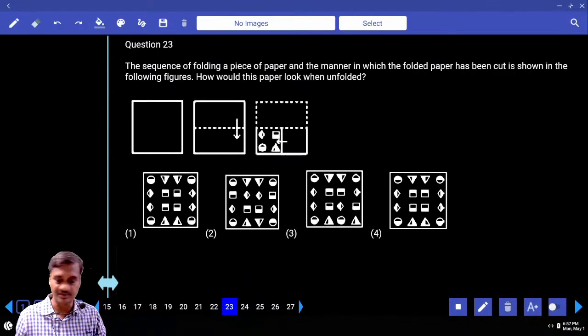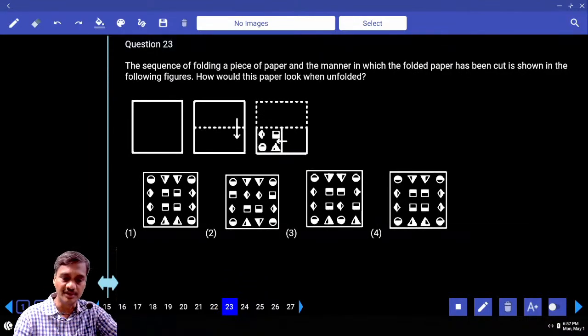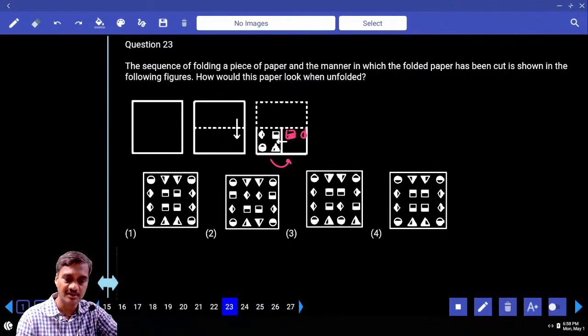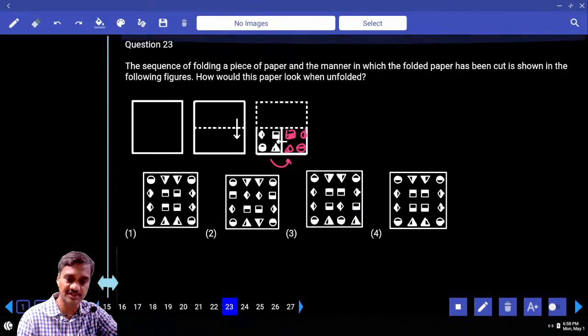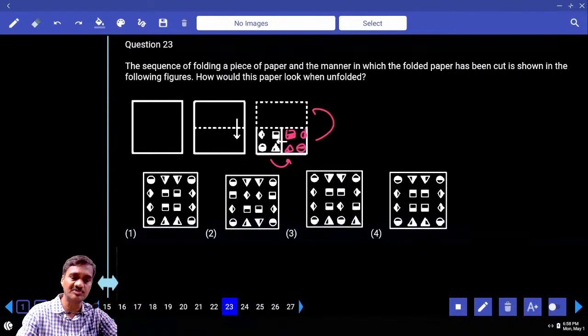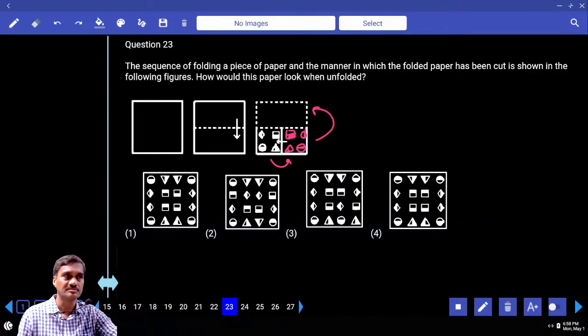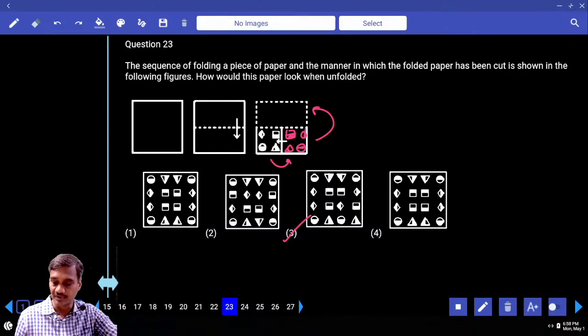The next one, 23rd. Now in this one, first from here to here it is a mirror image. Mirror image to this one. This is the figure, darkened, and this is the darkened area. Again, this one will be to the right hand side, and this one to the left hand side. From here to here, water image. Isn't it? So choice 3 or 4? Now choice 4 is the answer, 23.